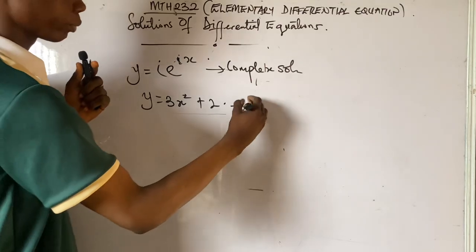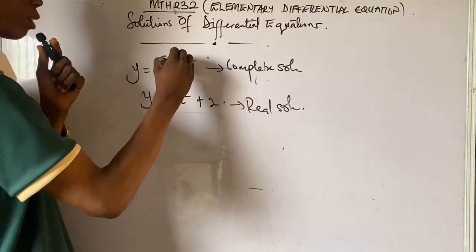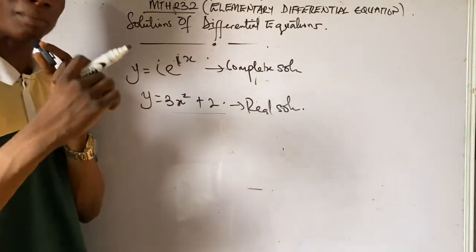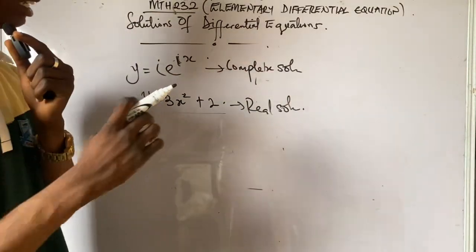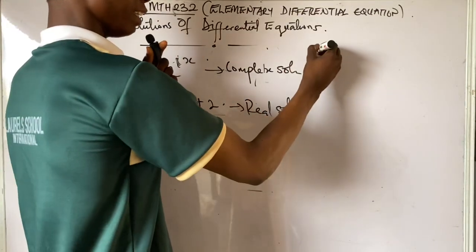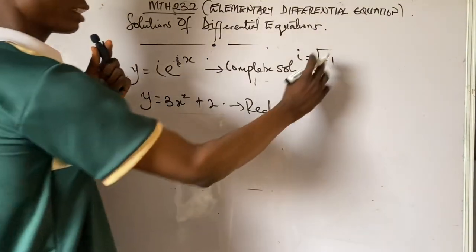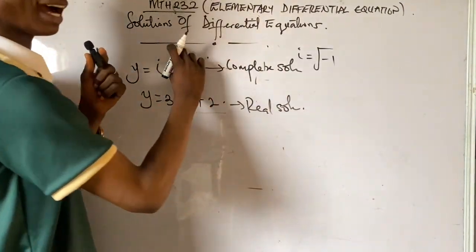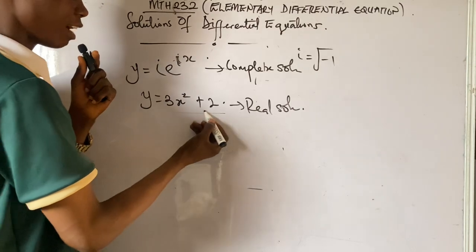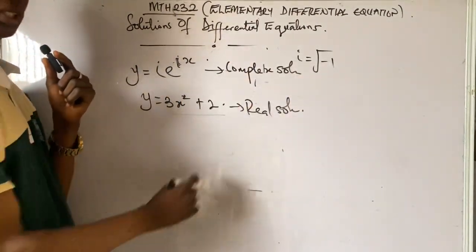We call this a real solution. Why is the first complex? Because it has i. i is the imaginary unit of complex numbers, the symbol to represent a complex number. i is the same as the square root of minus 1. So instead of writing square root of minus 1, we write i. And this one doesn't have any imaginary unit. Hence, it is a real solution.